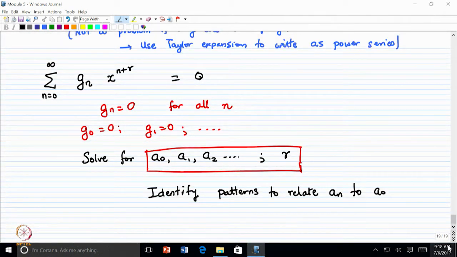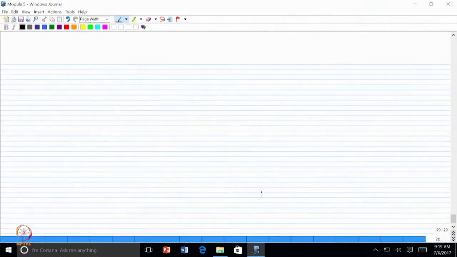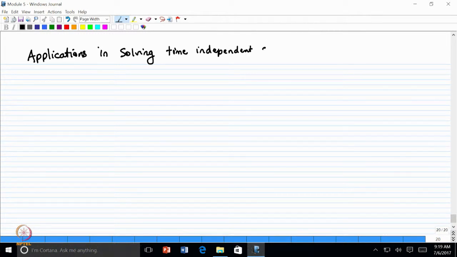Now, I will just list the places where you see the power series method. What are the cases in which you see the power series method? I will just write applications, and this is in particular in solving the time independent Schrodinger equation for certain problems.